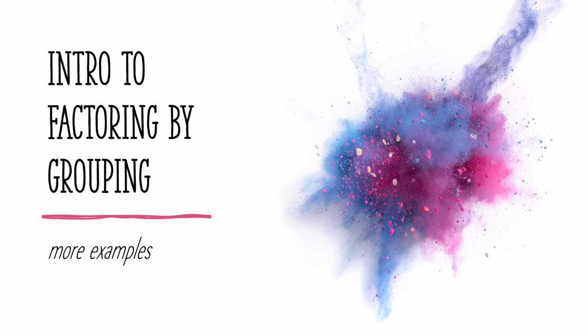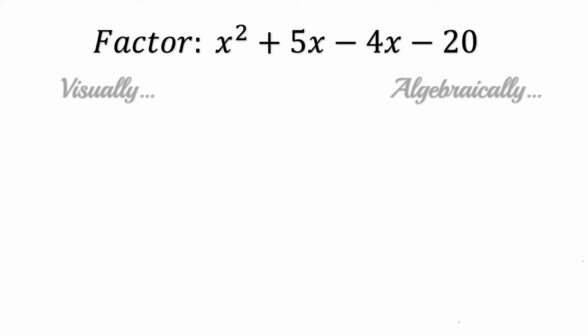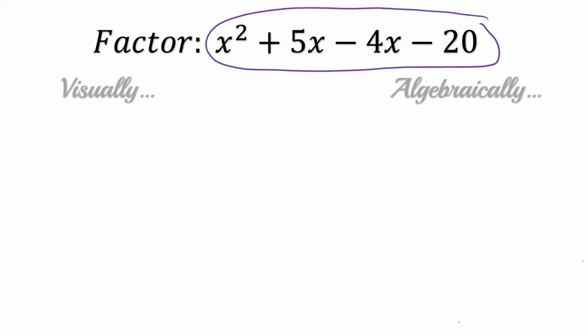Let's look at a few more examples of how to factor by grouping. Let's start by factoring the expression x squared plus 5x minus 4x minus 20. We'll look at both the way to do this visually and how to factor it algebraically as well. Let's start with the visual method.